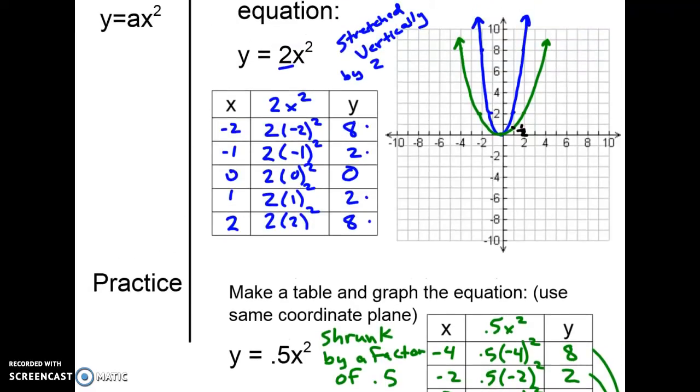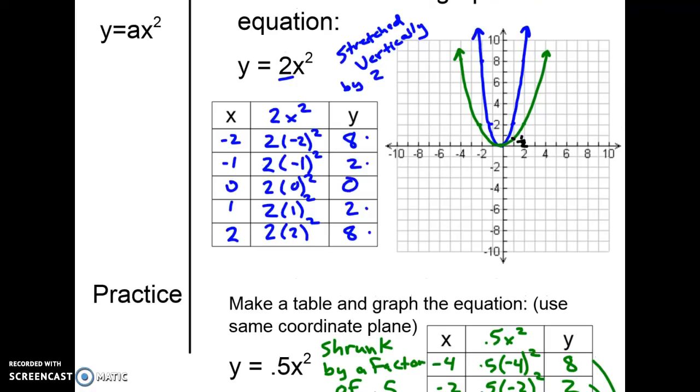So these are 2 graphs, one that got stretched by a factor of 2, and one that shrunk by a factor of 1/2. And this is what we're going to be practicing on: stretching and shrinking graphs that have a vertex at the origin.